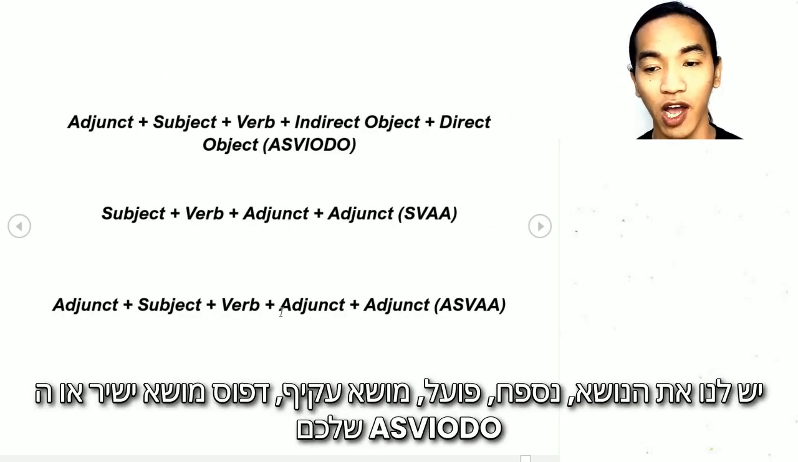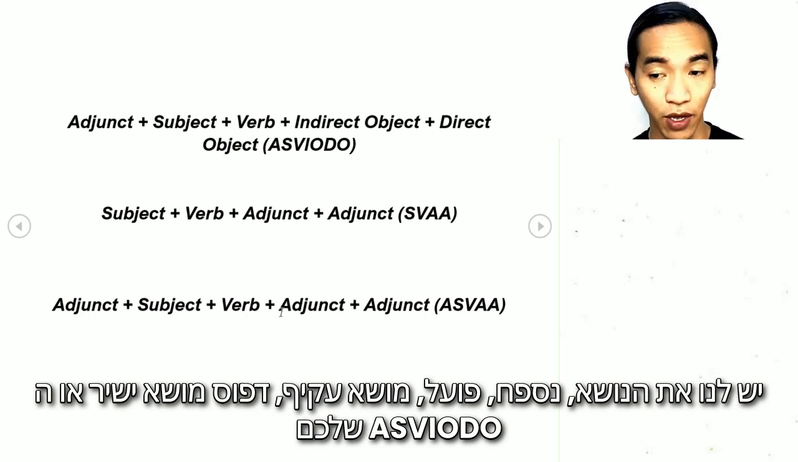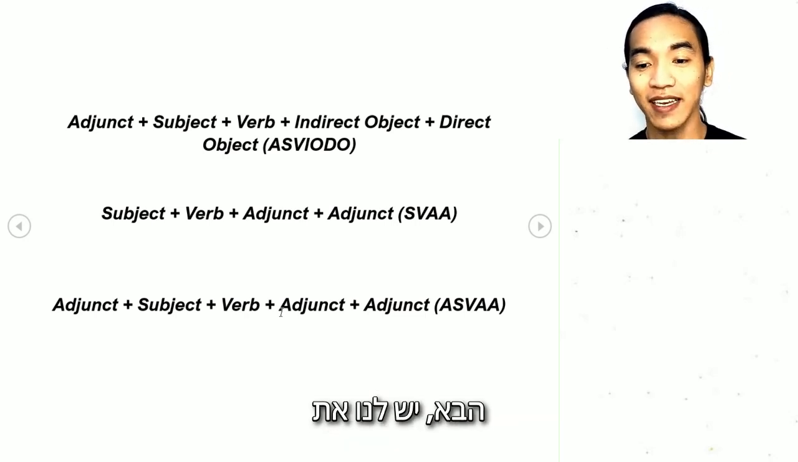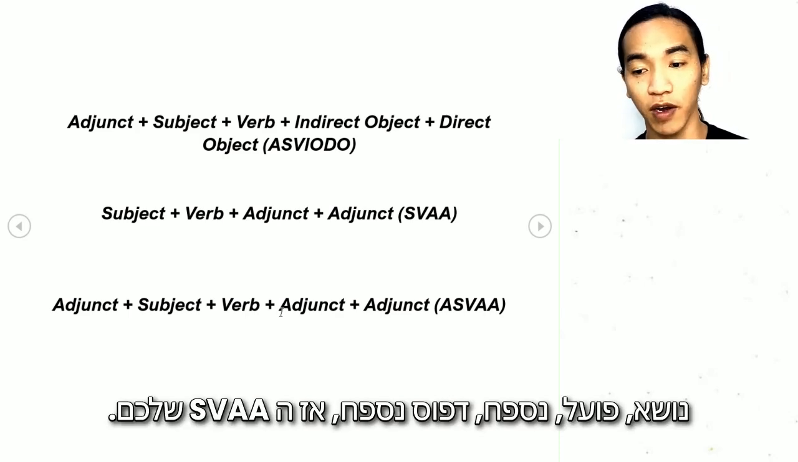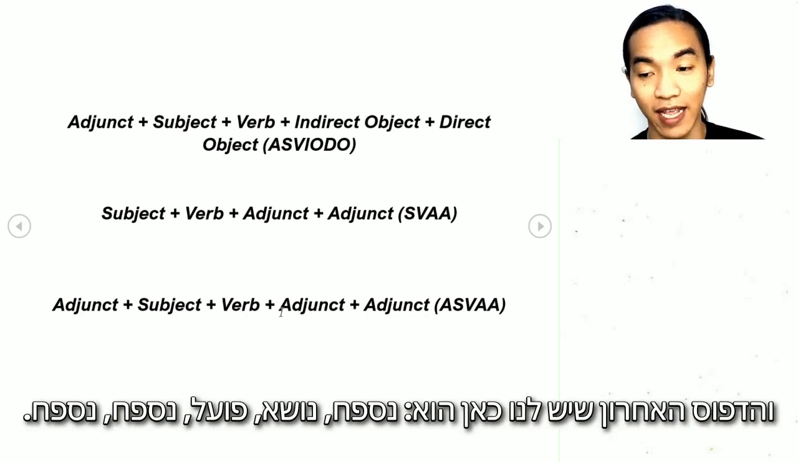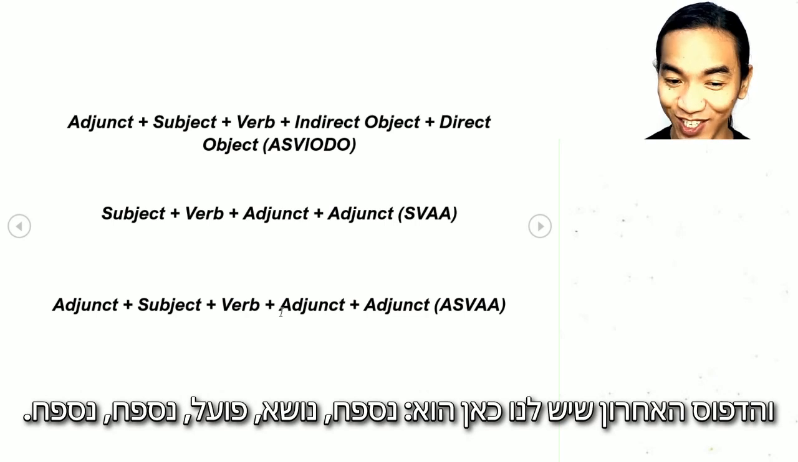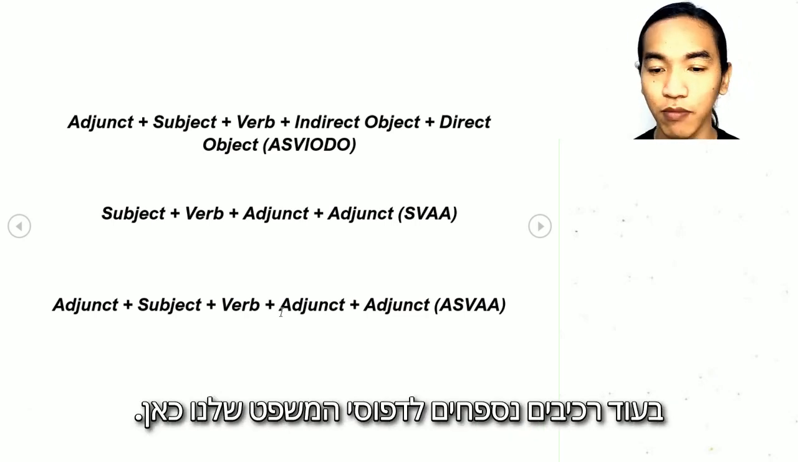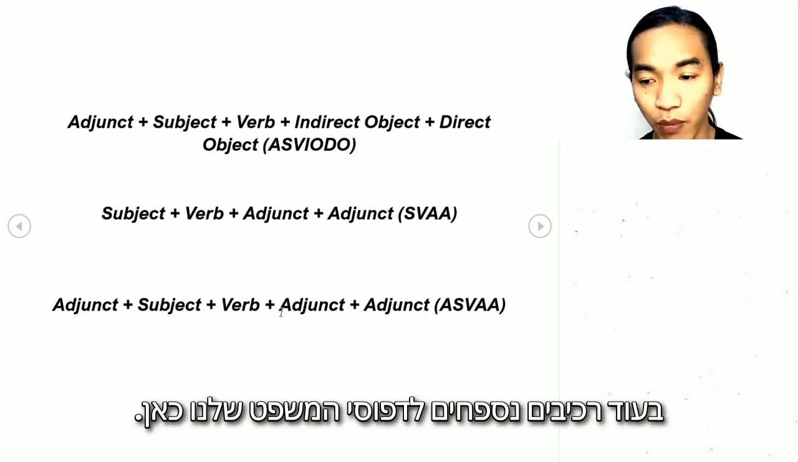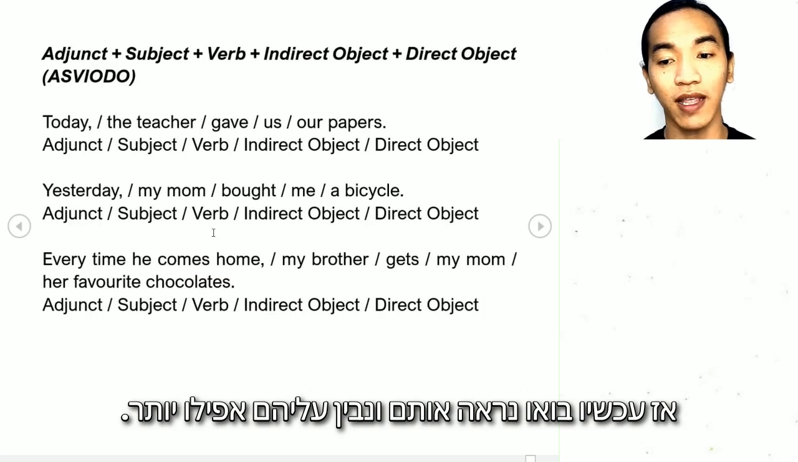We have the adjunct subject verb indirect direct object pattern, or your ASVIODO. Okay? Next one, we have the subject verb adjunct patterns, or your SVAA. And the last pattern that we have here is the adjunct subject verb adjunct. Okay, so as you can see, we are using more adjunct components to our sentence patterns here. So now let's see and understand what they are even more.